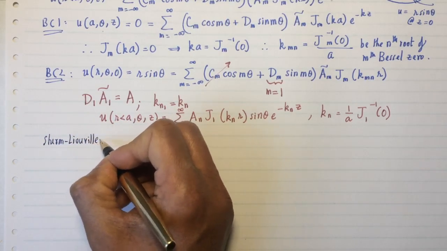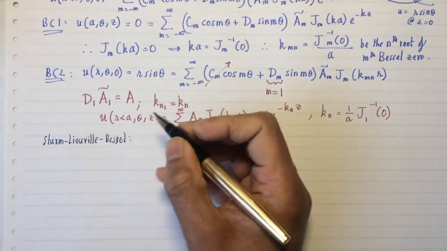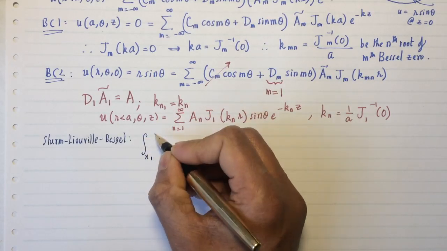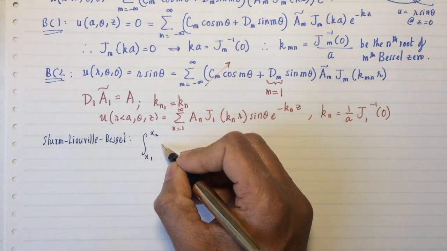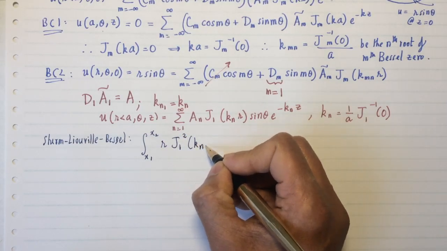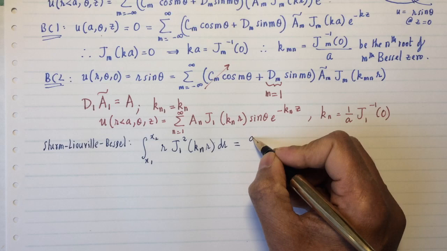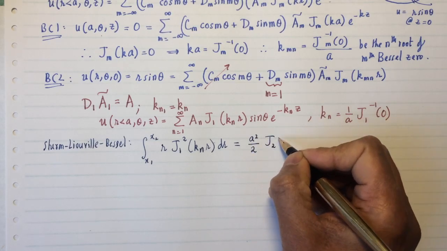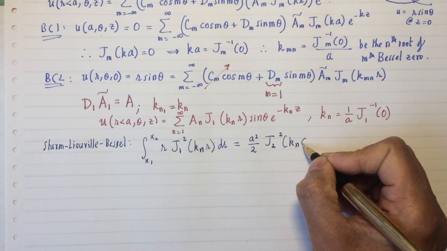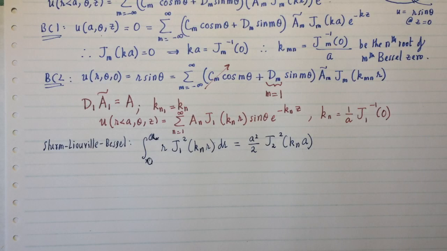The full statement can be found in my notes. But the Sturm-Liouville Bessel theorem states that the integral from x1 to x2 of r times J1 squared of k_n r dr is in fact equal to a squared over 2 J2 squared of k_n a. This is from 0 to a. So that is the information I get from the Sturm-Liouville Bessel theorem.